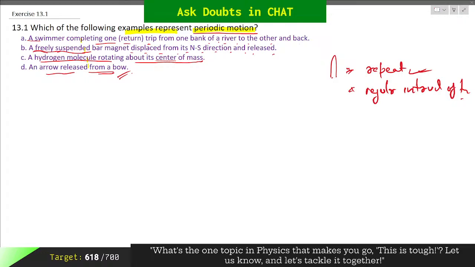Today we are going to discuss oscillations NCERT questions. So let's start with the first question. The question says, which of the following examples represents periodic motion? So in this question we are being asked about periodic motion.